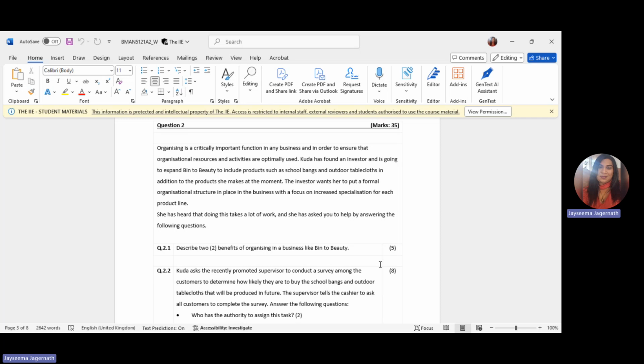So organizing is important because it helps create a structure for delegation. It shows who needs to do what, and so you can then see who is responsible for what and who to be held accountable. It shows clear reporting lines, and it's able to break down tasks into smaller units.